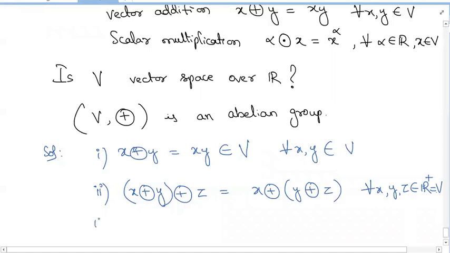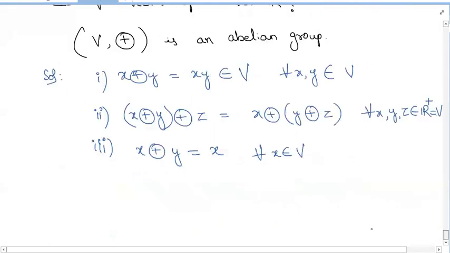Okay, then associative law. And what is the additive identity with respect to vector addition? Can you guess? Otherwise we need not guess. We write x ⊕ y equal to x, then we have to find y, for all x belonging to V. So what should y be? xy equals x, which implies y equals 1.